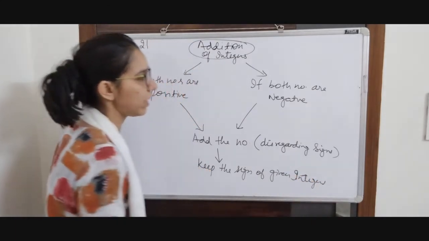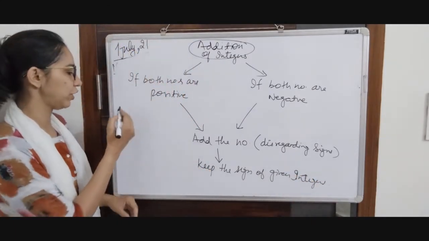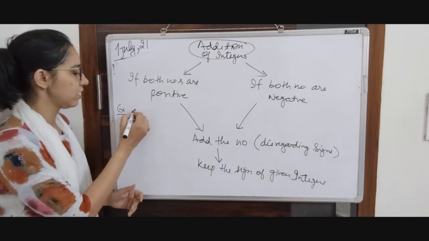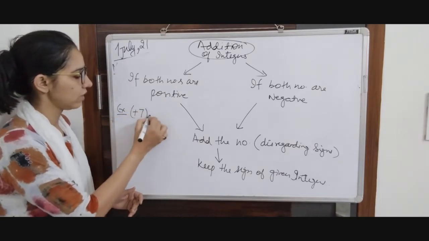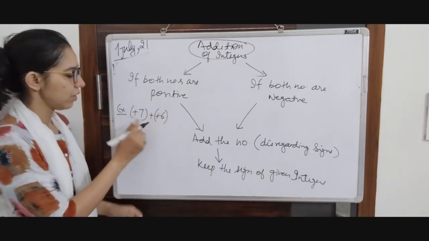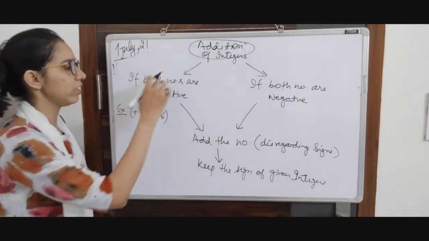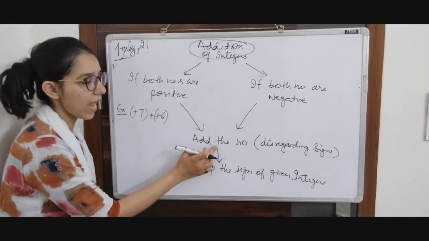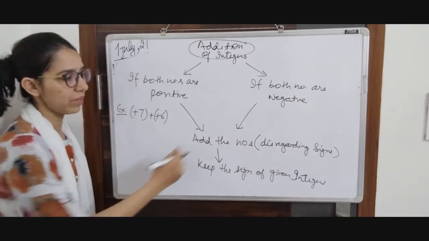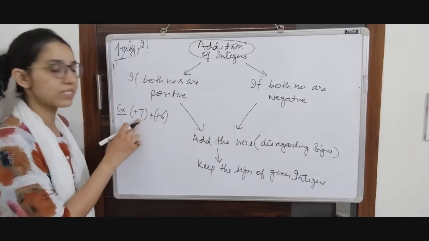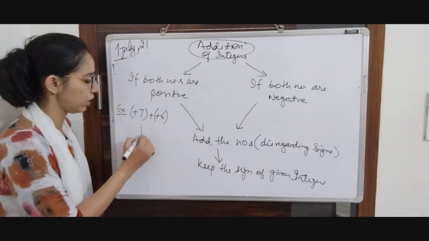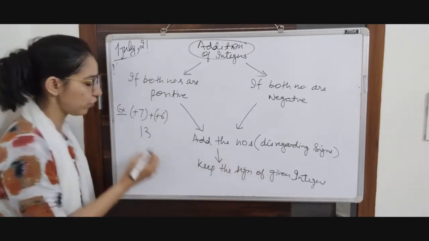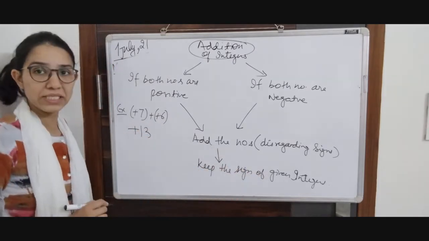So what do we mean by that? Suppose if we have positive numbers, I am going to do examples here. Suppose it is plus 7 plus 6. Both we are doing addition. If both numbers are positive, plus 7 plus 6, we will add the numbers disregarding sign. So 6 plus 7 is going to be 13, and then keep the sign of given integer. So it is going to be plus 13.